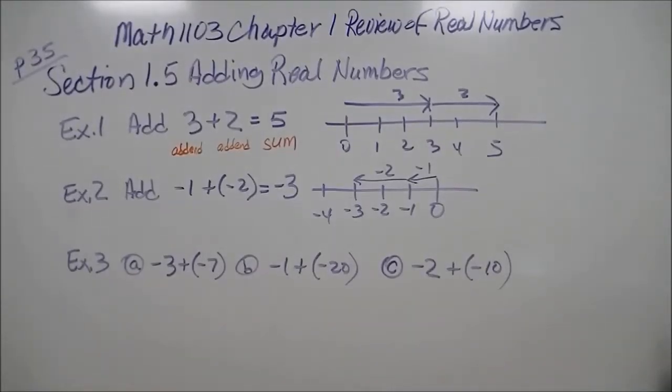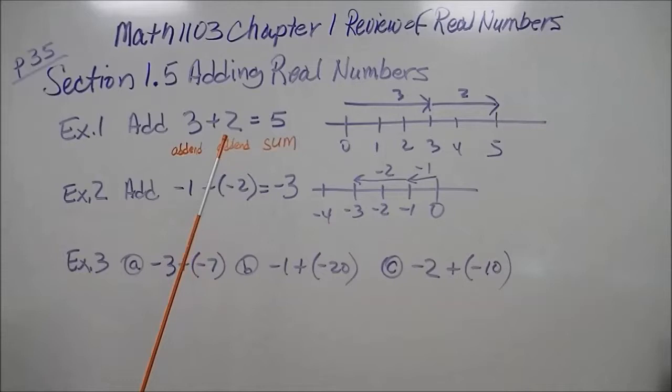Going on to section 5 of chapter 1, we're dealing with adding real numbers. This is on page 35 in the textbook. Now, again, if anything, you figure you ought to know how to do adding, but in algebra it gets a little tricky. So here they're telling us to add 3 plus 2, and we know we get a 5.